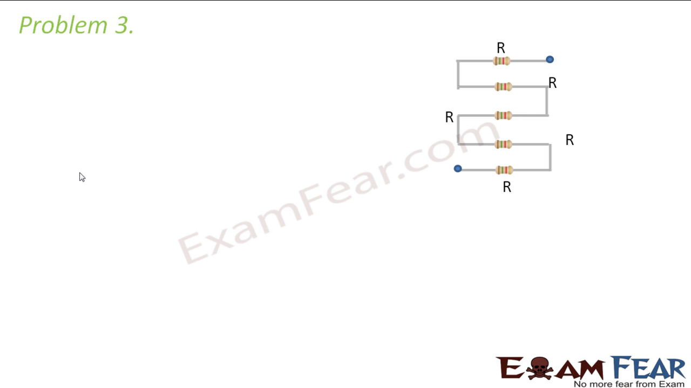So let us move to the next problem. Here you have yet another circuit which looks a little different. It's a zigzag circuit wherein you have to find out the equivalent resistance of the circuit. The very first thing to notice is between which two points you have to calculate the equivalent resistance, between these two points. Then the next point is, how is the current distributed?